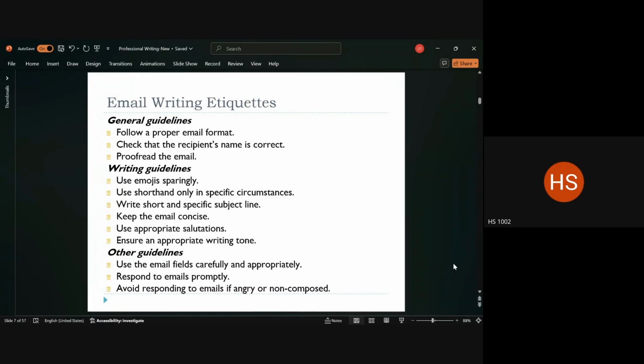Okay. So the first one is follow proper email format. Check that the recipient's name is correct. Now, this looks very silly for a workshop like this, that I am telling you, please check your recipient's name. But isn't this a common error, right? We often do not do that, right?